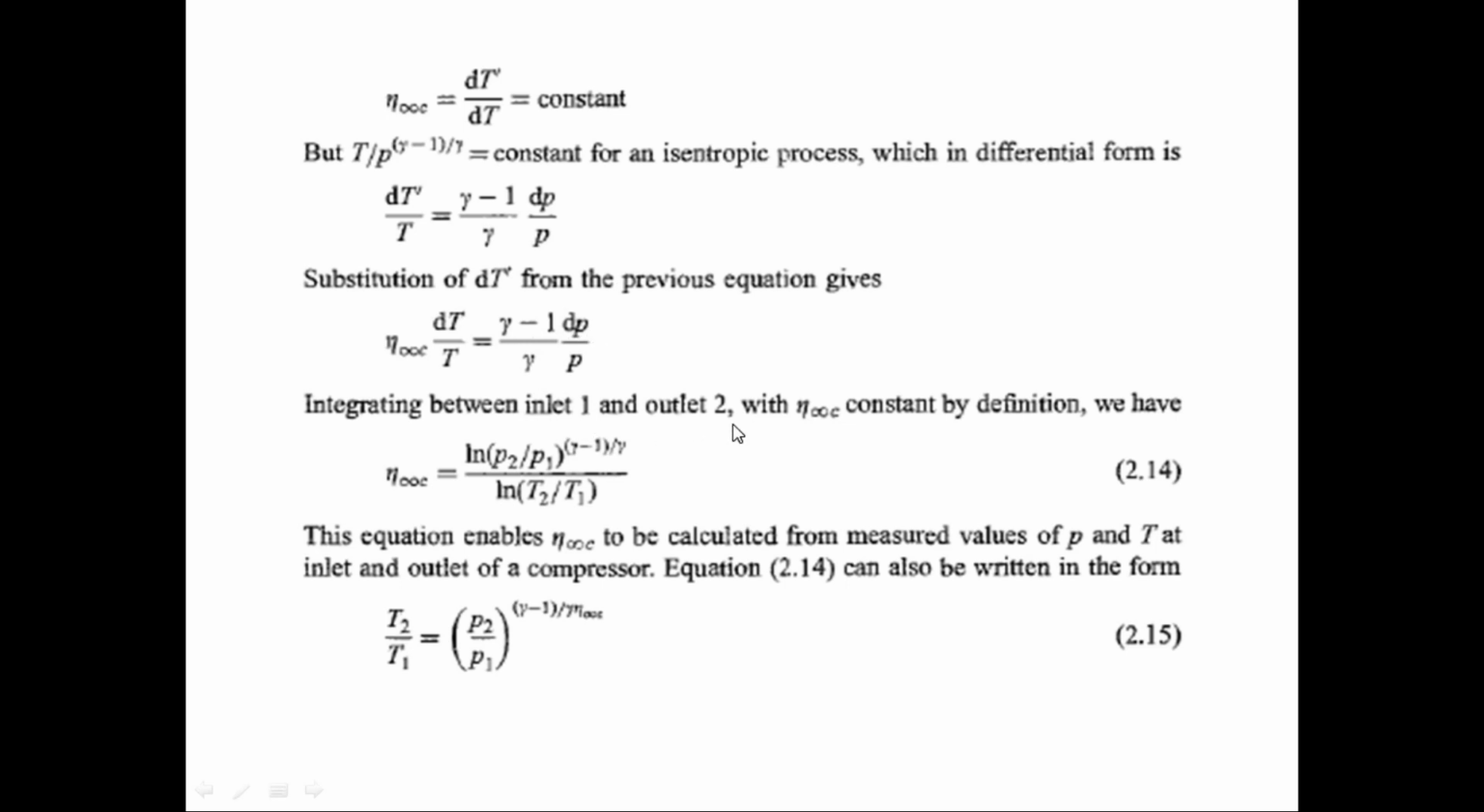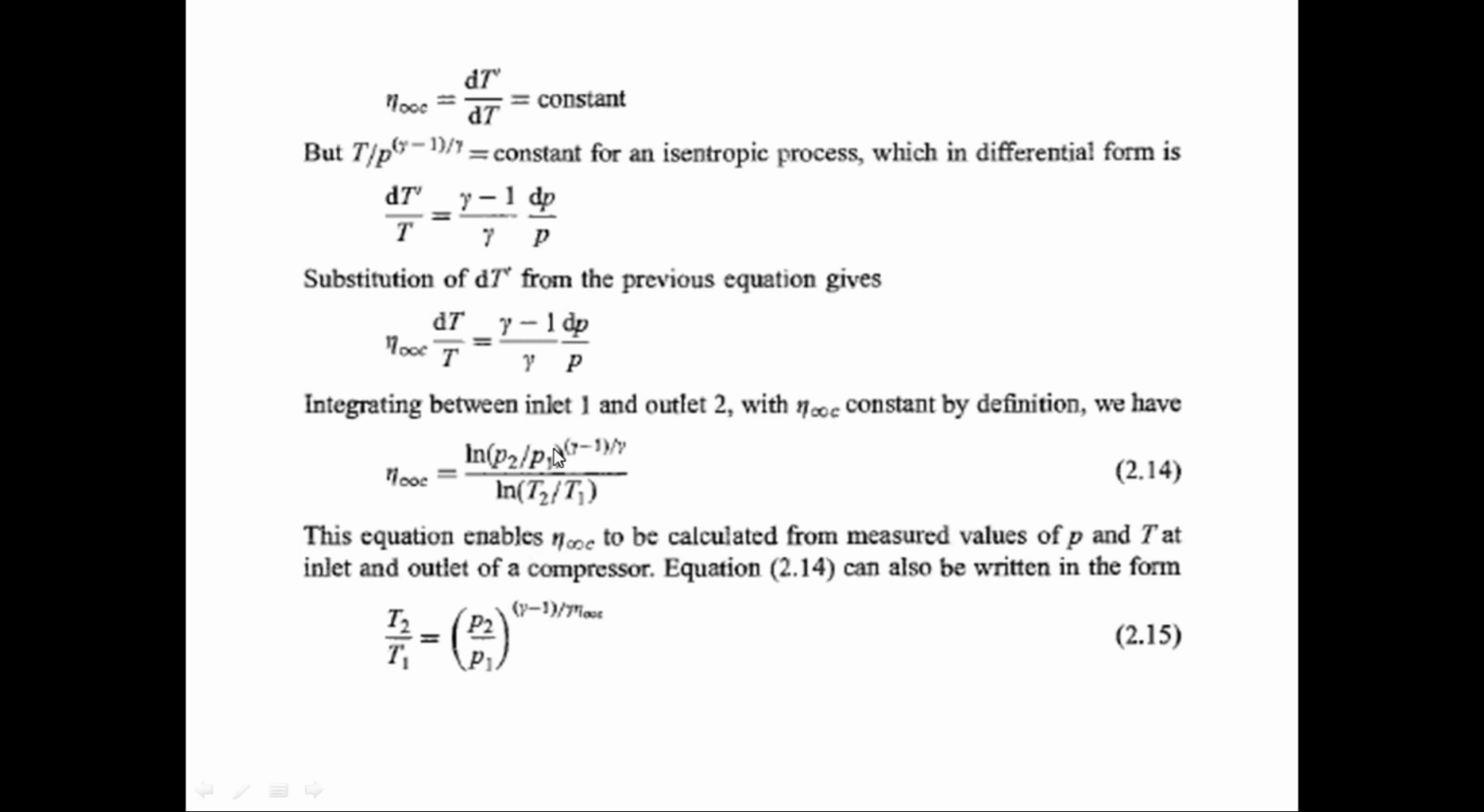Between the inlet and the outlet, the polytropic efficiency is constant by definition. So this polytropic efficiency will become equal to log of P2 by P1 raised to gamma minus 1 by gamma divided by log of T2 by T1. Now this equation enables us to calculate the polytropic efficiency of the compressor in terms of the pressure and temperature.